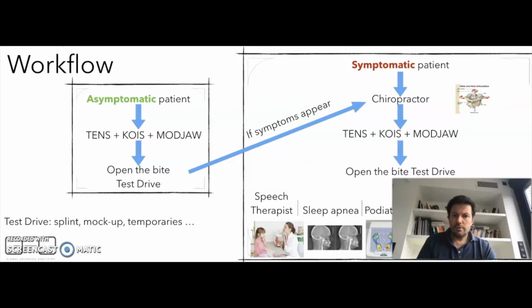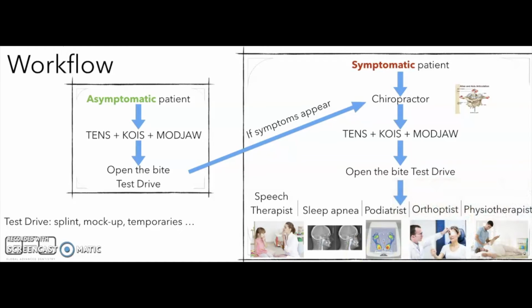This is my workflow in the clinic. So when we have asymptomatic patients, to increase vertical dimension, we use the TENS, the COIS, and the mojo. And we open the bite directly in the mouth of the patient and realize a test drive. A test drive is a splint, mock-up, or temporaries.